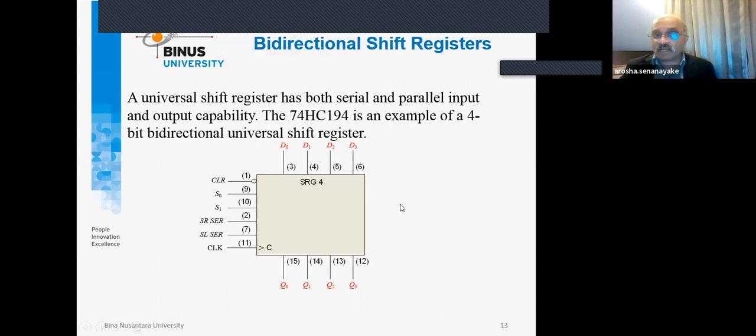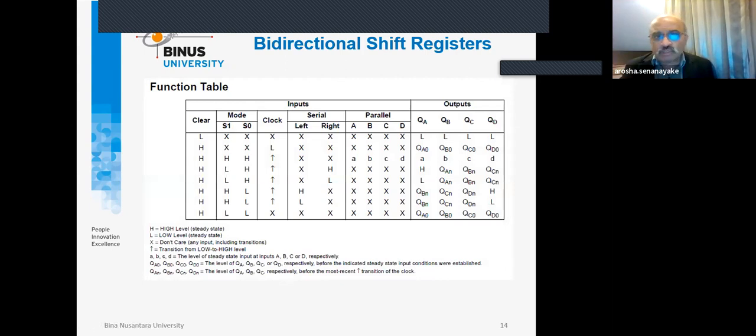So in that manner, of course, you can do shifting. As I told you, we usually call S0, S1 the mode of operation of the bidirectional shift register. Usually in any IC, you can find these types of signals. In this case, we have only 2 pins, S0 and S1. Depending on their values, the operations will be different.